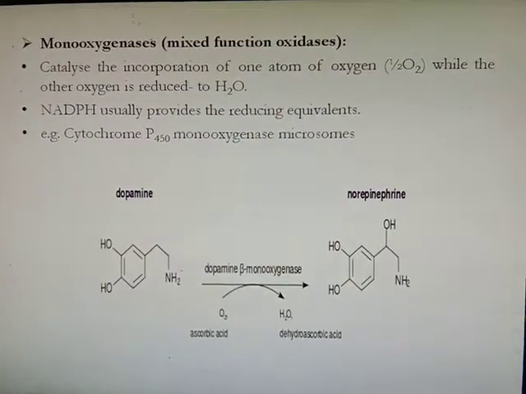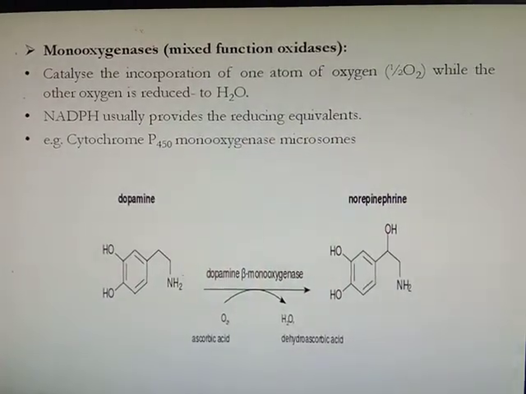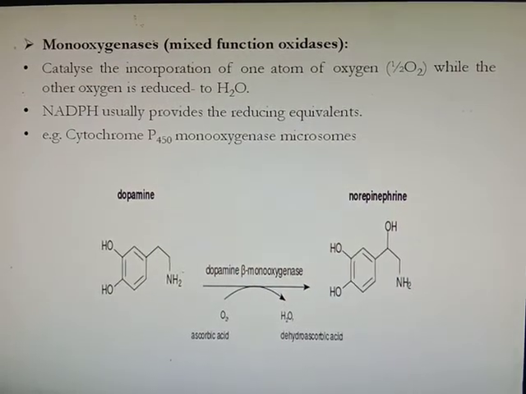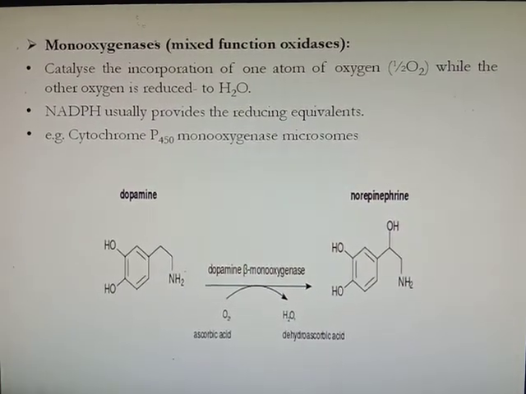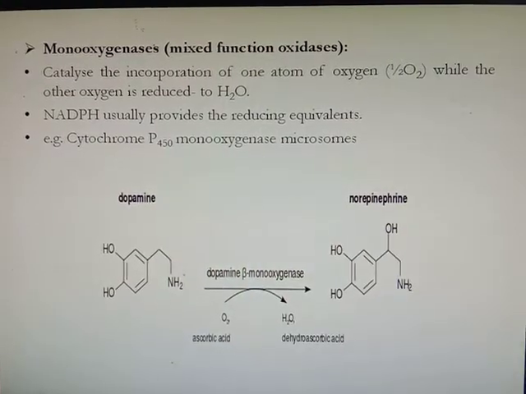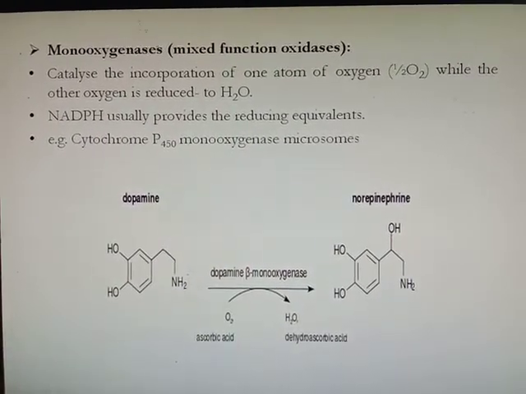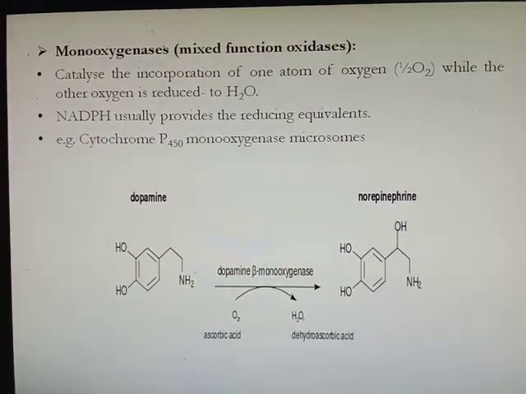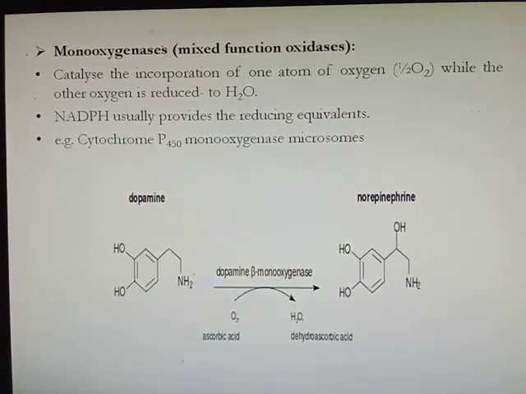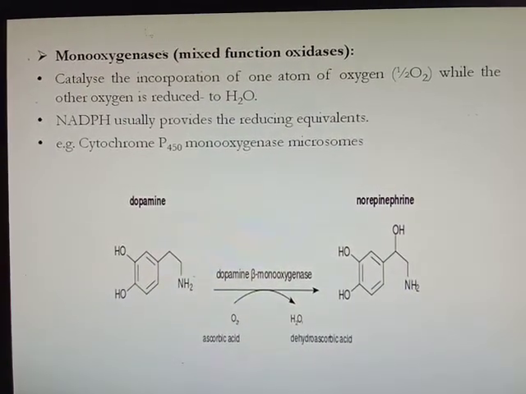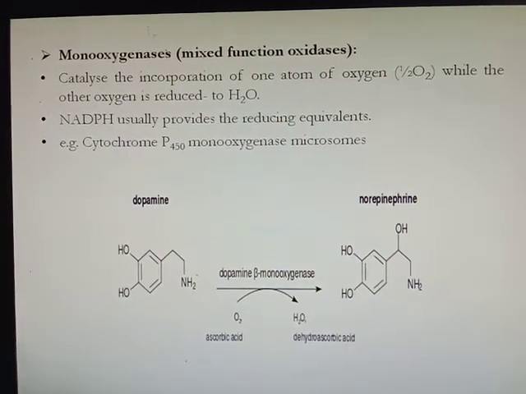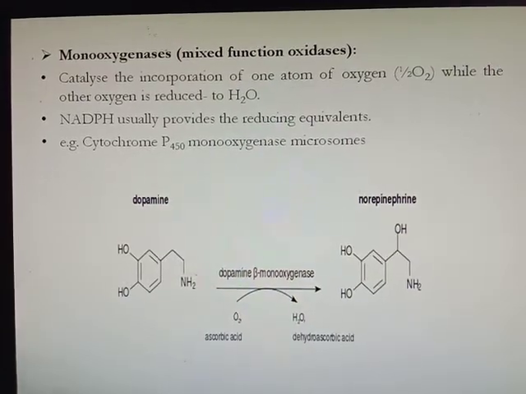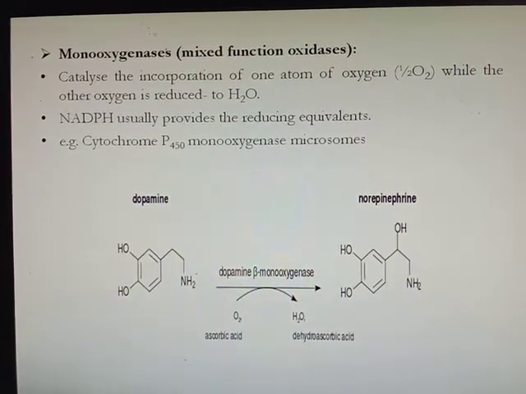The second class under oxygenase enzymes is monooxygenase, also called mixed function oxidase. This enzyme catalyzes the incorporation of one atom of oxygen into the substrate, while the other oxygen is reduced to a water molecule. In dioxygenase, both atoms are incorporated, but in monooxygenase, only one atom is incorporated and the other is reduced to water. NADPH usually provides the reducing equivalent, the hydrogen, to form water. An example of monooxygenase enzymes is cytochrome P450 monooxygenase in microsomes.